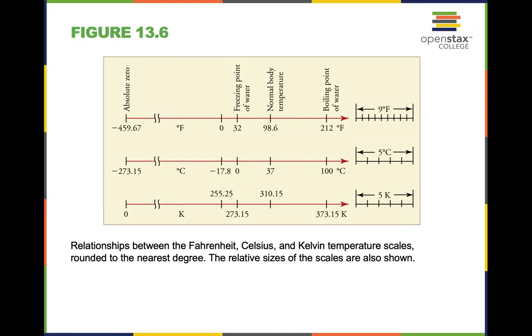Here we have another figure with relationships between the Fahrenheit, Celsius, and Kelvin temperature scales to the nearest degree. The relative sizes of the scales are also shown. So here we have Fahrenheit. We know that for freezing water, we have 32 degrees Fahrenheit, which is the same as 0 degrees Celsius, and that's also the same as 273.15 Kelvin. So each one of these has a relationship between them. For boiling water, 212 for Fahrenheit, 100 for Celsius, and 373.15 for Kelvin. And we'll go into the interpretation of each one of them and the equations to go from one to the other shortly.